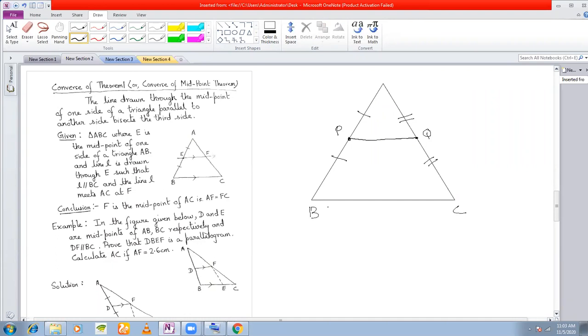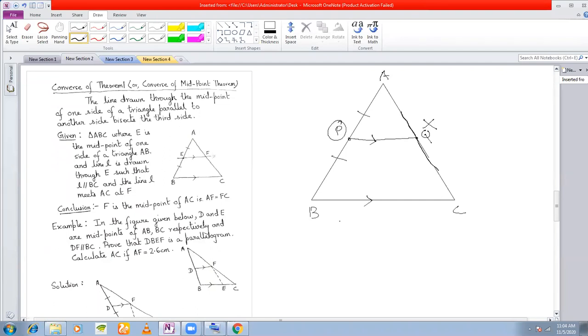This time, just the opposite is given. What is the opposite given? This time it is given to you that P and Q are points on this triangle ABC. But the difference is that P is the midpoint, but Q is not the midpoint. It is not given to you that Q is the midpoint. But additionally, one information is given to you that PQ is parallel to BC.